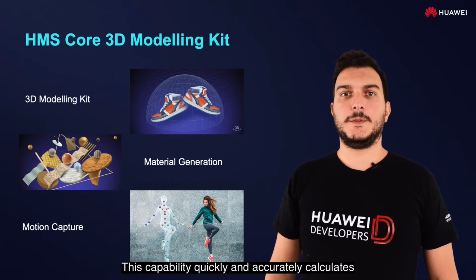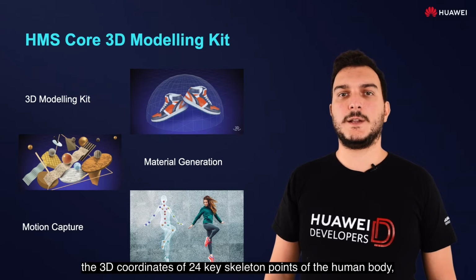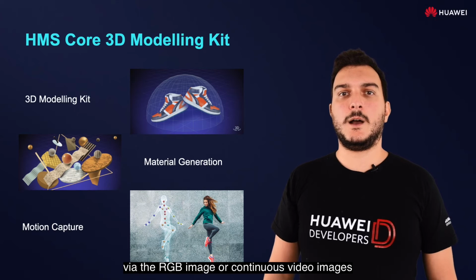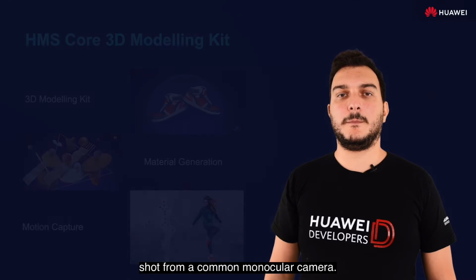Motion capture. This capability quickly and accurately calculates the 3D coordinates of 24 key skeleton points of the human body via the RGB image or continuous video image shot from a common monocular camera.